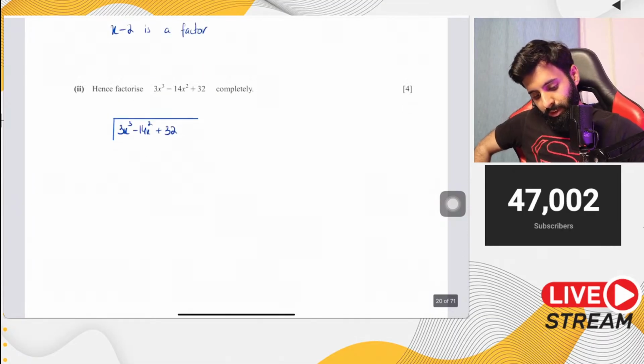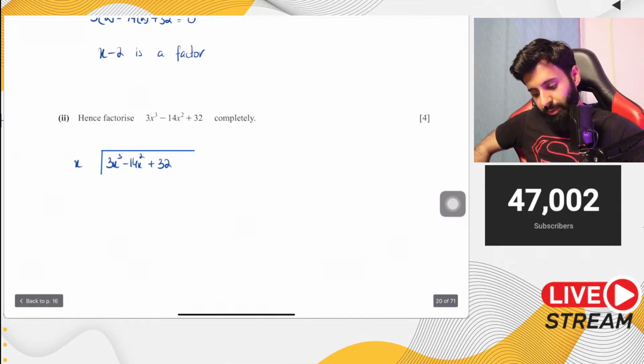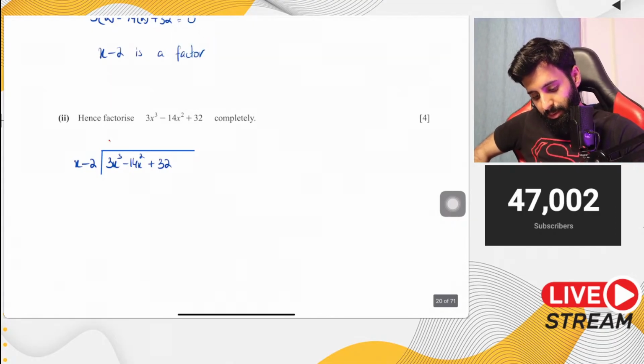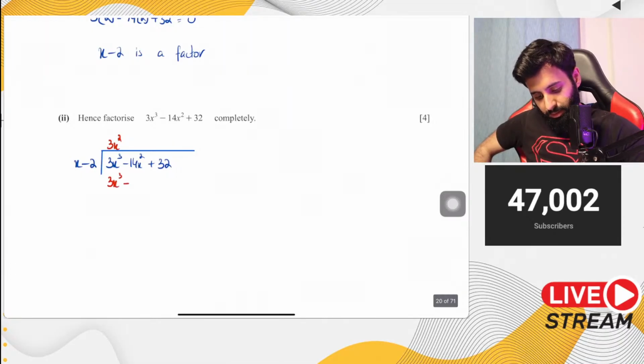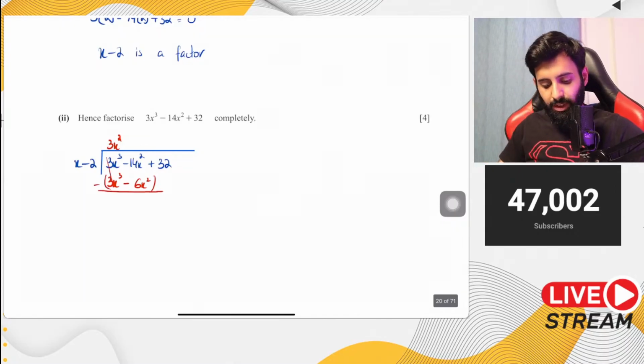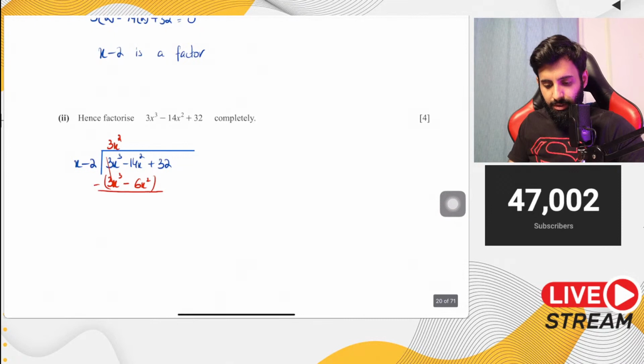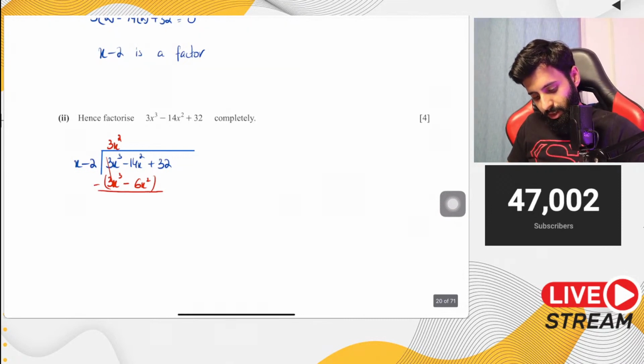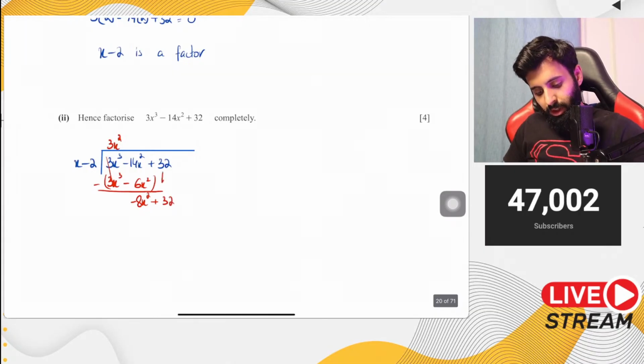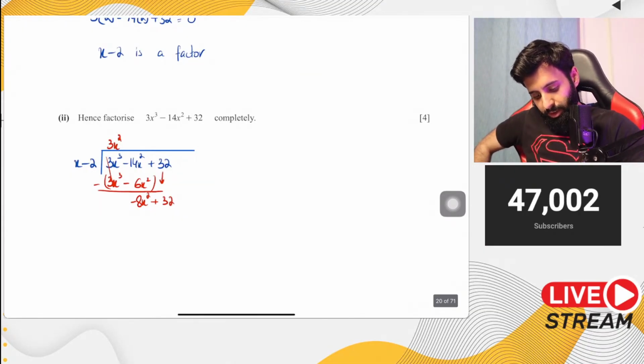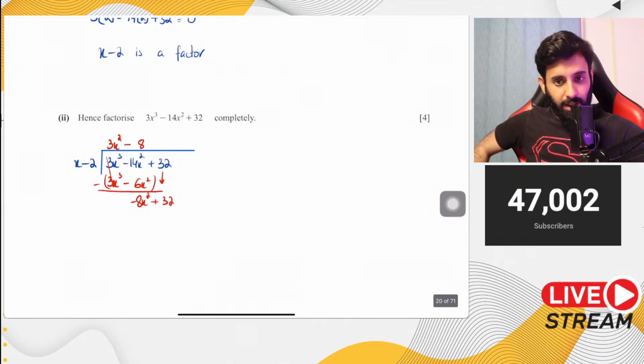So x minus 2 is what we're dividing by. How do I turn x into 3x cubed? We need to multiply it by 3x squared. So this becomes 3x cubed minus 2 into 3x squared, which is minus 6x squared. When you subtract, this gets eliminated. And minus 14 minus minus 6 is minus 8x squared, and the plus 32 is brought down. Now what do I need to multiply x with in order to turn it into minus 8x squared? The answer is minus 8x.